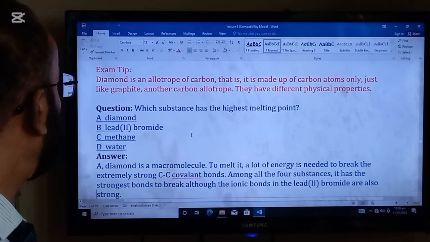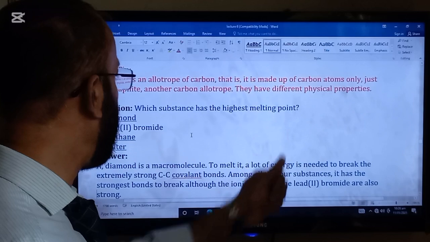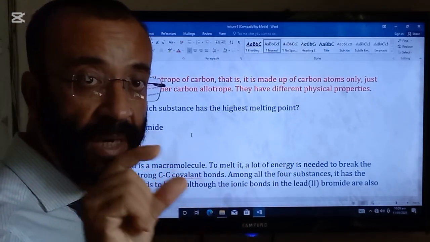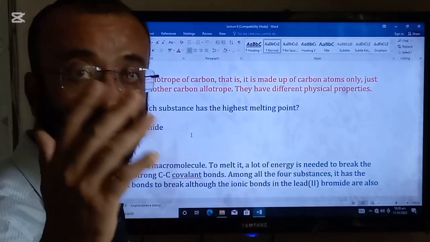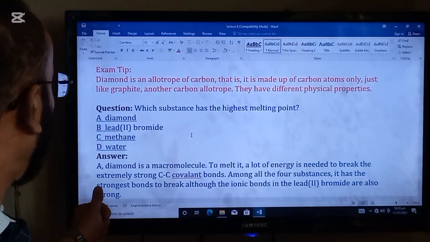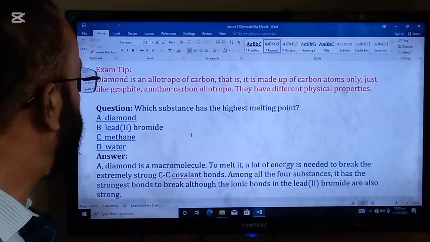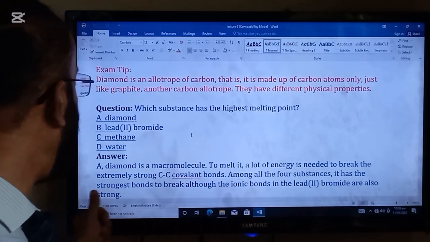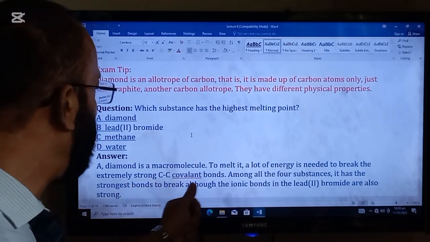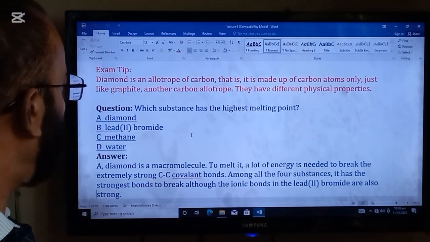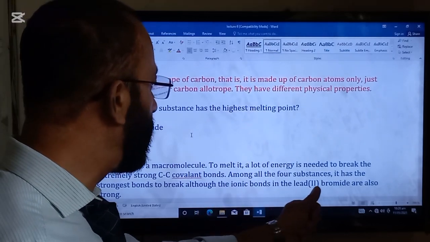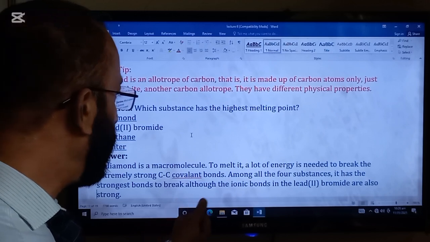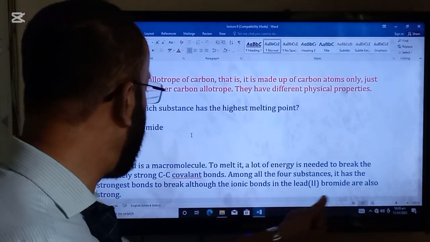Another question is here, which substance has the highest melting point? So this is very important question. Remember, diamond is the element that is having the highest melting point. Diamond is a macromolecule. To melt it, a lot of the energy is needed to break the extremely strong carbon-carbon covalent bonds. Among all the four substances, it has the strongest bonds to break. Although the ionic bonds in the lead bromide are also strong.